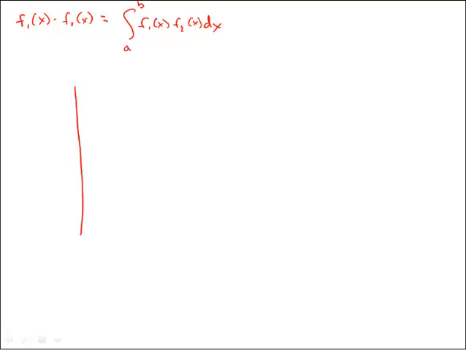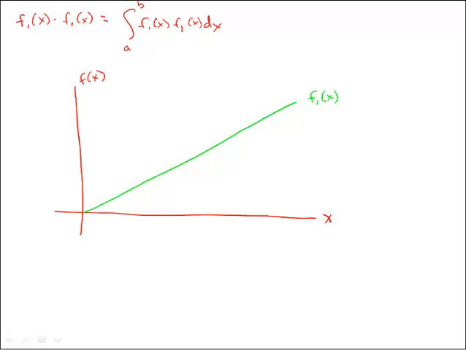So let's say that f1 of x, we'll draw that in green, is something like a line. So f1 of x, always label your axes. And let's say f2 of x is something that looks like that. And let's say that our a and b are there. So a is 0, b is just some number.